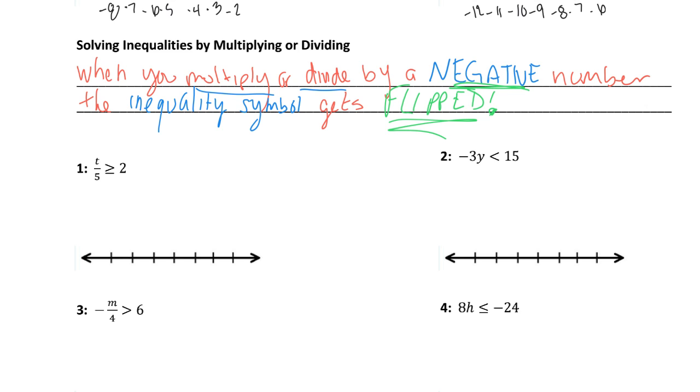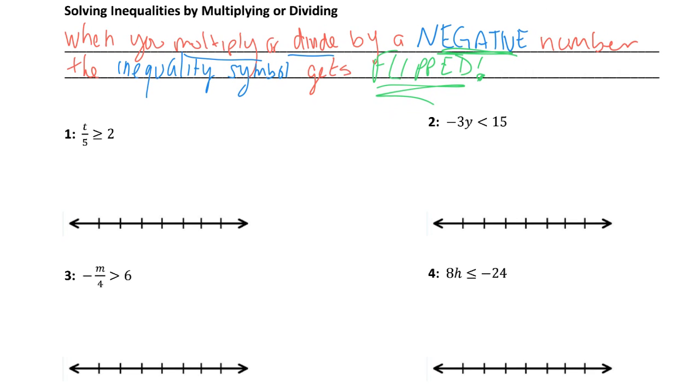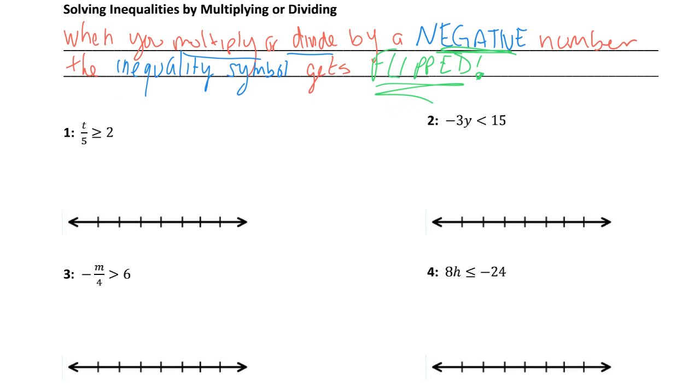Okay. So that's the most important thing that a lot of you are going to forget, but I'm hoping we don't. So prove me wrong, okay? And don't forget that. So start with number 1. We draw the river. Okay, this is t divided by 5. So I do the opposite of division. I multiply both sides by 5. I get t is greater than or equal to 10, right?